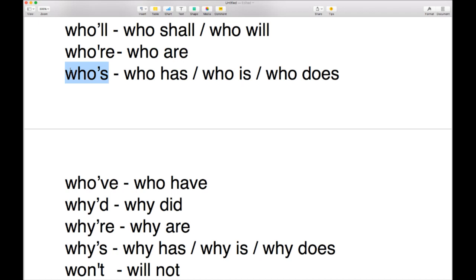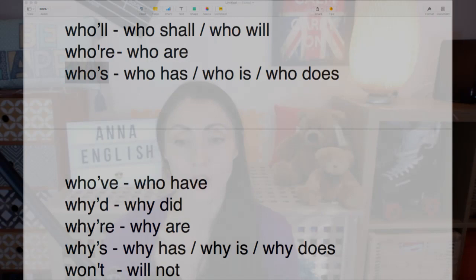The next one is who's, short for who has, who is, or who does. So I might say, who is attending my lesson tomorrow? And instead of saying who is attending, I'd say who's attending? Who's attending my lesson tomorrow? Who's attending my lessons all next week? Who's subscribed? So we use that often and the S is like a Z. Who's. Just make sure that the W is silent, but we make it breathy.